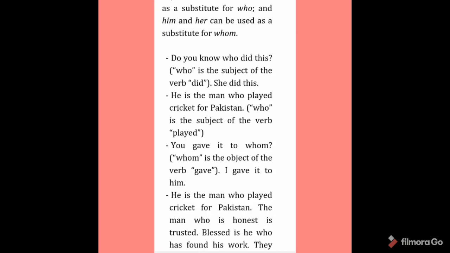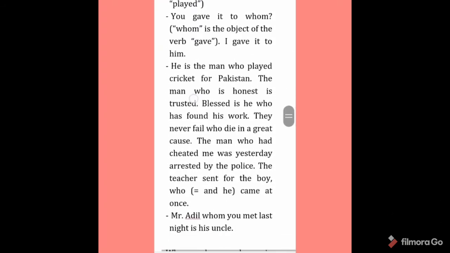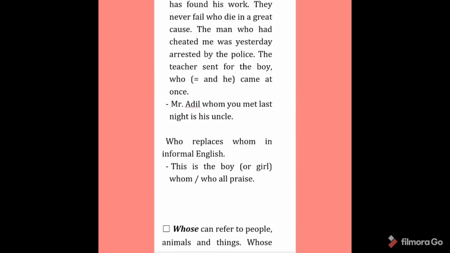I gave it to him. Here I is the subject, gave is the verb, and him is the object. He is the man who played cricket for Pakistan. The man who is honest is trusted, and so on. Mr. Adil, whom you met last night, is his uncle. Who replaces whom in informal English. This is the boy or girl whom, who all praise. It means that you can use both who and whom as object.